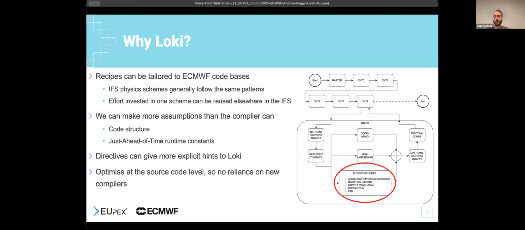And with Loki, we can make more assumptions than the compiler can. So we know how our code is structured. We know how the physics schemes are. So we can give a bit of that human intuition to Loki to optimize these schemes.